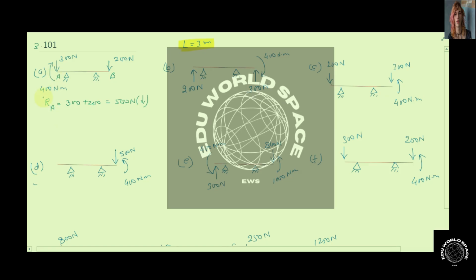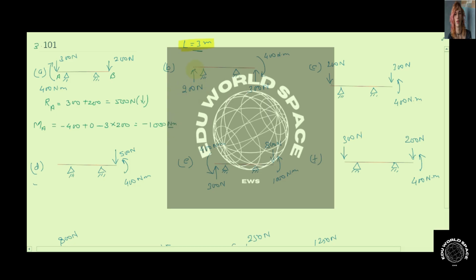If we talk about the moment about point A, this 400 Newton meter is clockwise, so minus 400. This 300 Newton is already passing through A, so its moment effect will be 0. And this 200 Newton is causing a clockwise couple, so minus, and the distance in all these diagrams between point A and B is 3 meter. So its moment because of this 200 Newton will be 3 multiplied by 200, which comes out to be minus 1000 Newton meter.